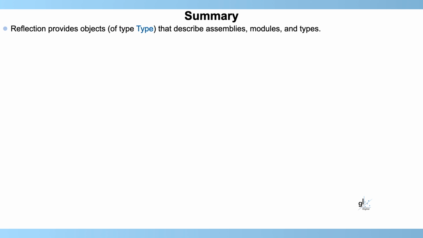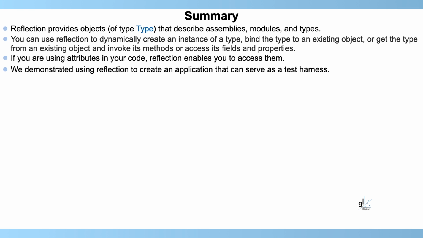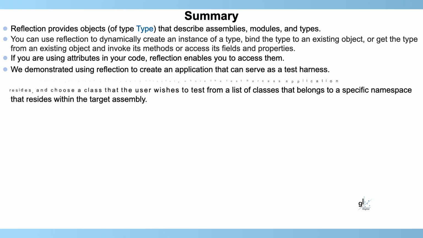Reflection provides objects of type that describe assemblies, modules, and types. You can use Reflection to dynamically create an instance of a type, bind the type to an existing object, or get the type from an existing object and invoke its methods or access its fields and properties. If you are using attributes in your code, Reflection enables you to access them. We demonstrated using Reflection to create an application that can serve as a test harness.